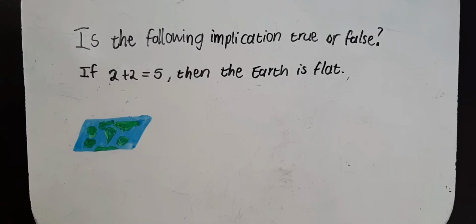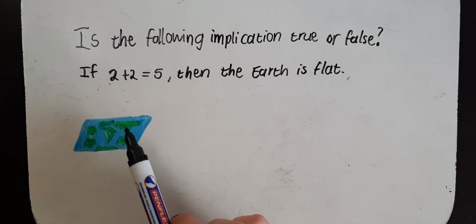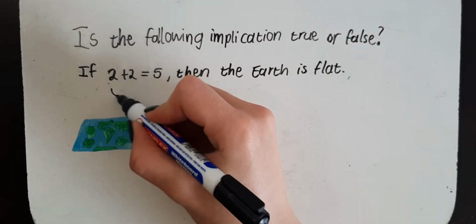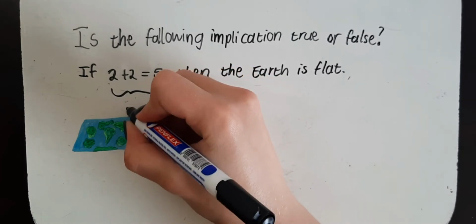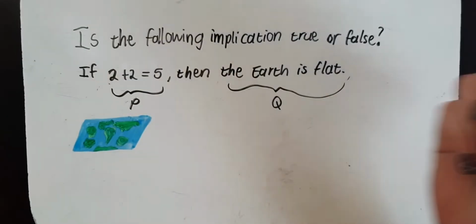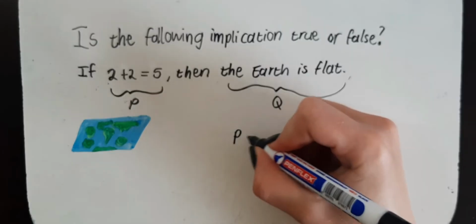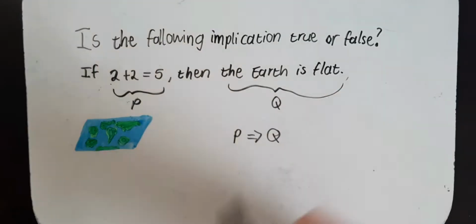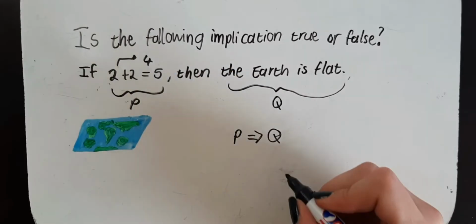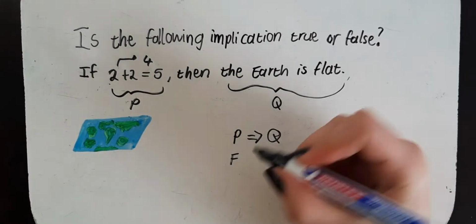Another example of an implication is the following. If 2 plus 2 is equal to 5, then the earth is flat. So let's say 2 plus 2 is equal to 5 is P, and the earth is flat is Q. In symbols, this is P implies Q. We know that 2 plus 2 is actually 4. So this means that P is false.